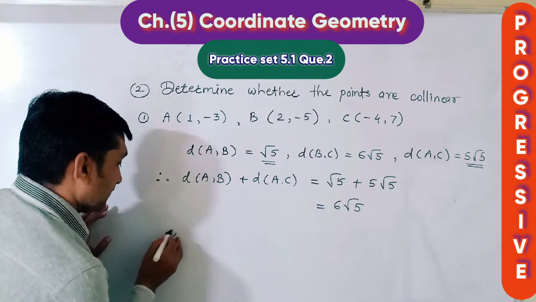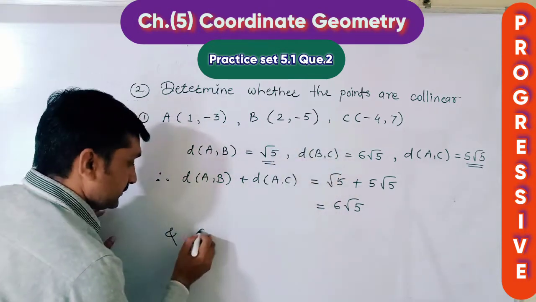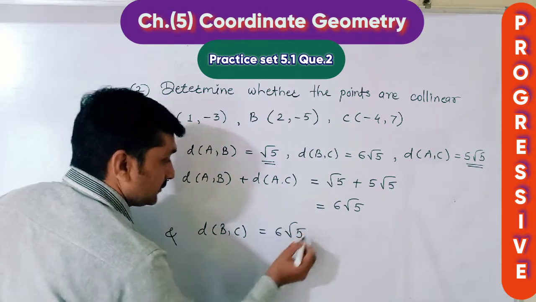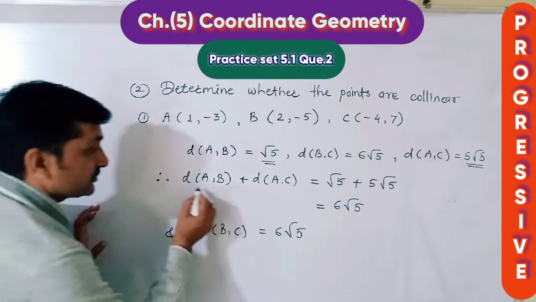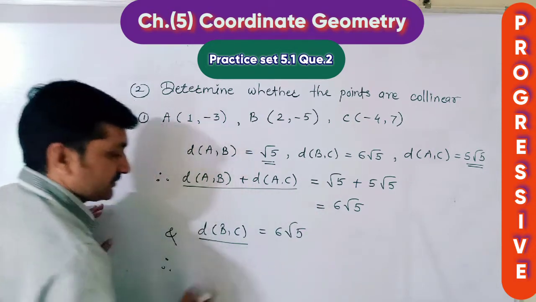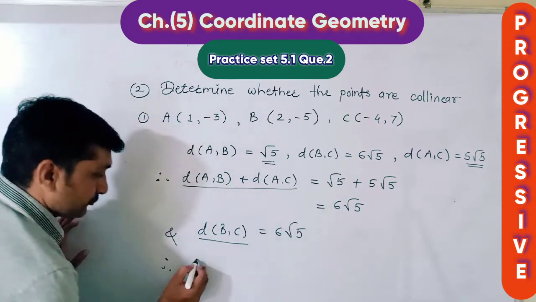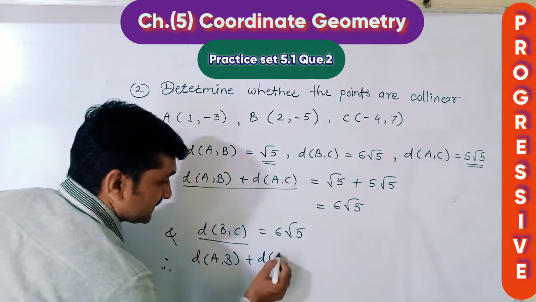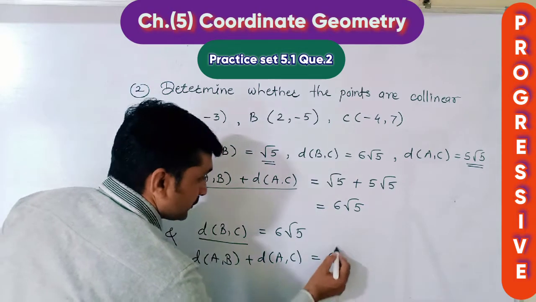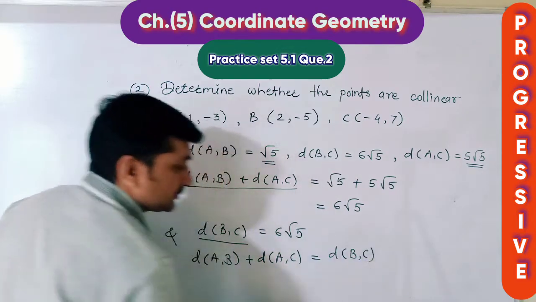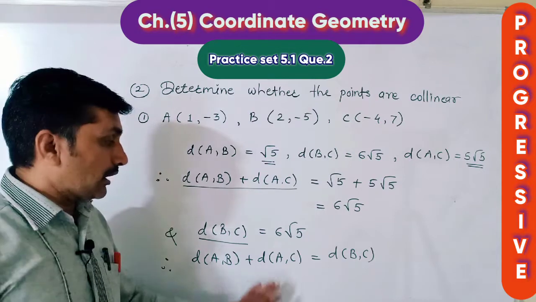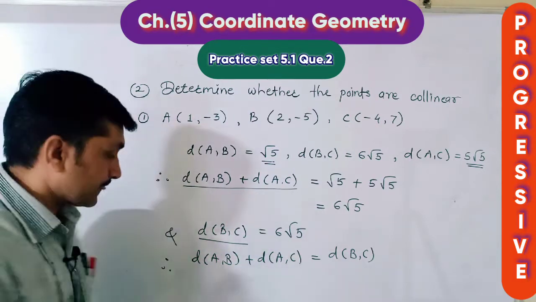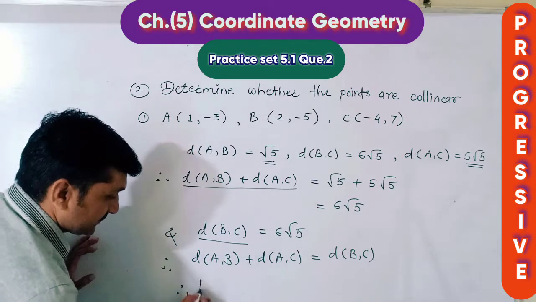And distance BC is already 6 root 5, and therefore we can say here, by adding these two we got this. Therefore distance AB plus distance AC is equal to distance BC. Correct? And now we can see points A, B, C are collinear.